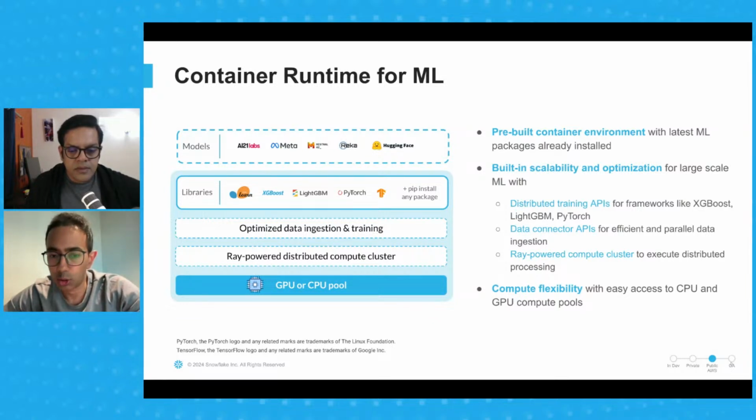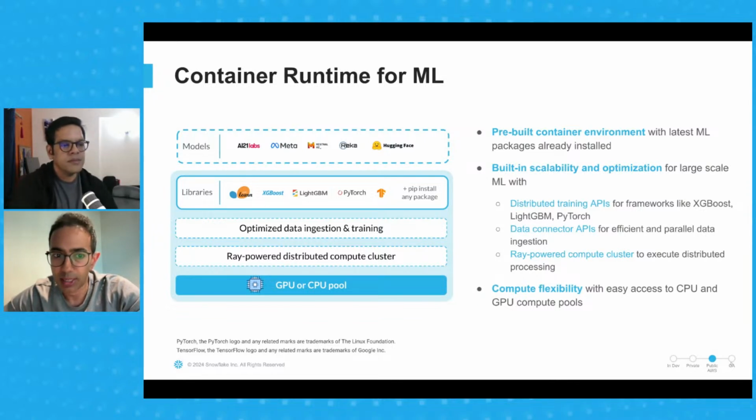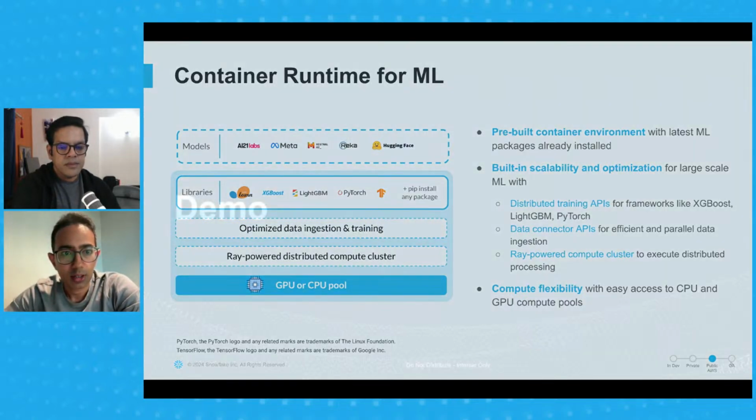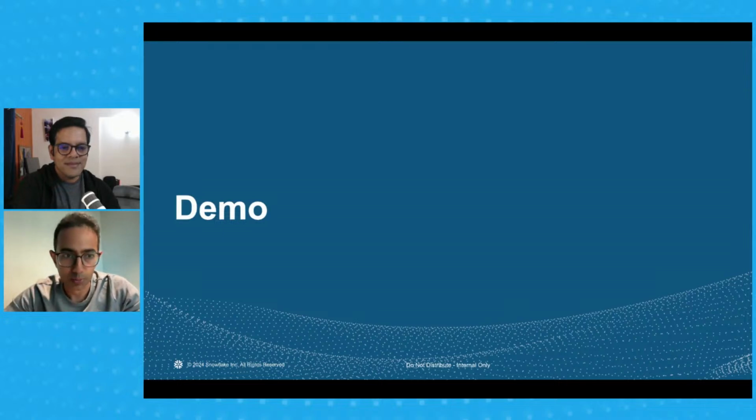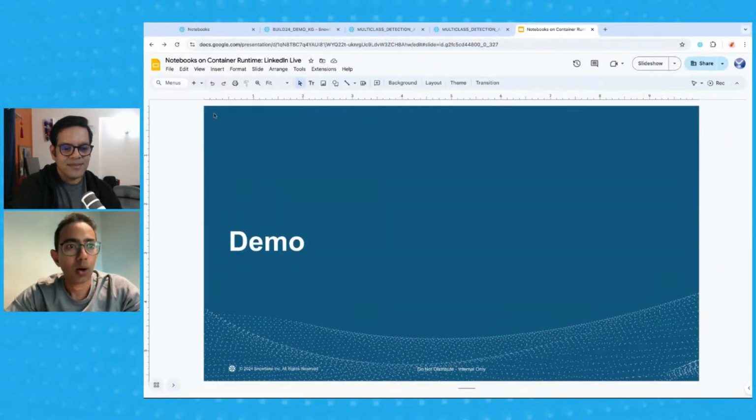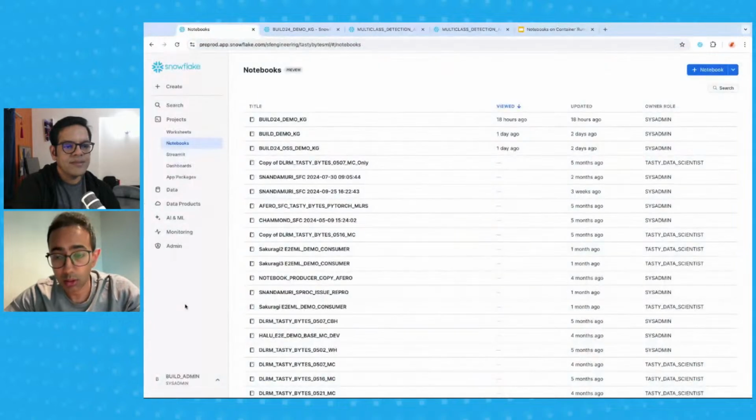Now, all of this runs over our Snowpark Container Services. So you have access to CPU or GPU pools, and that gives you the compute flexibility based on your task and the scale of your task. Great. So having said that, we can dive into a demo. In this demo, I will first introduce to you what the notebook experience looks like, how you create a notebook, and then we can look at an example of a notebook that uses the container runtime.